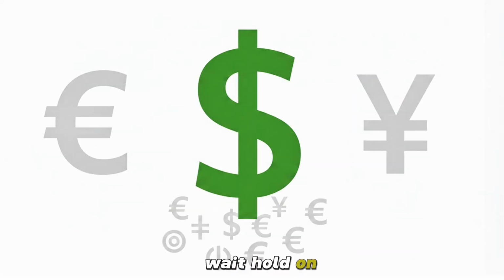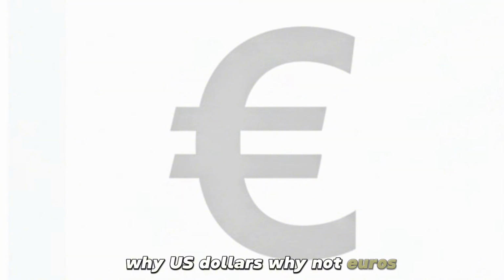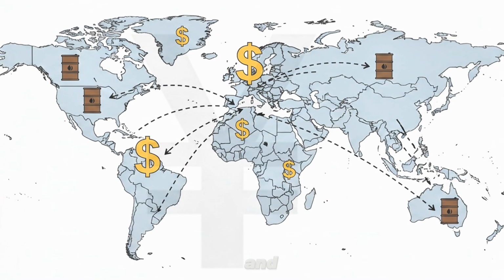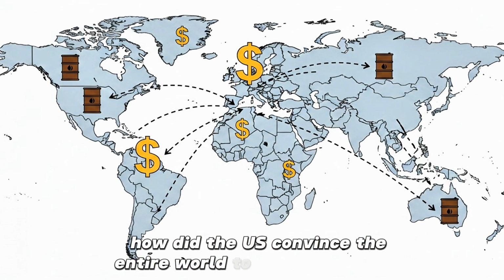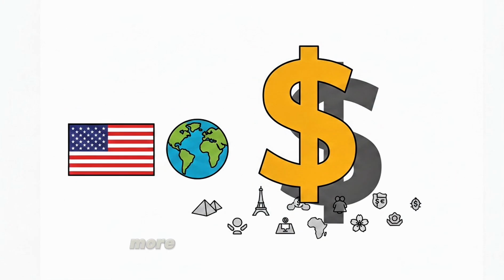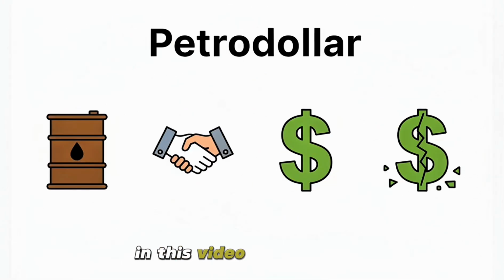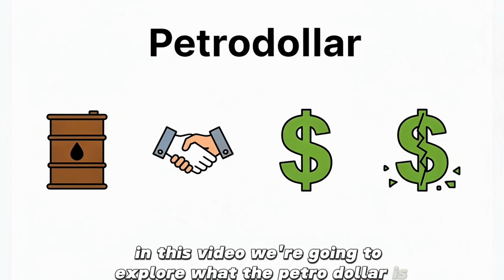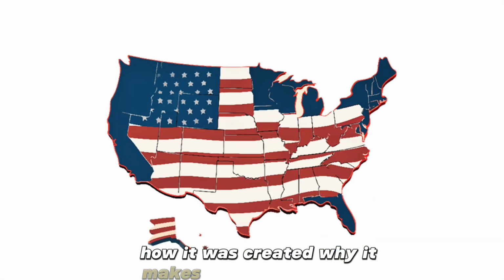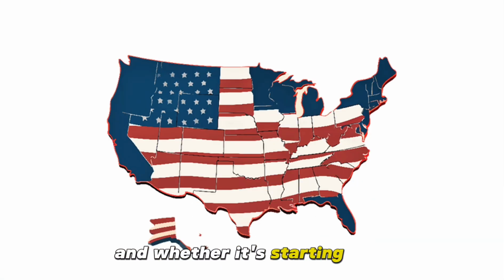Wait, hold on. Why US dollars? Why not euros, yen, or any other currency? And how did the US convince the entire world to use its currency for oil? More importantly, what does this mean for America's power in the world? In this video, we're going to explore what the petrodollar is, how it was created, why it makes the US so powerful, and whether it's starting to fall apart.